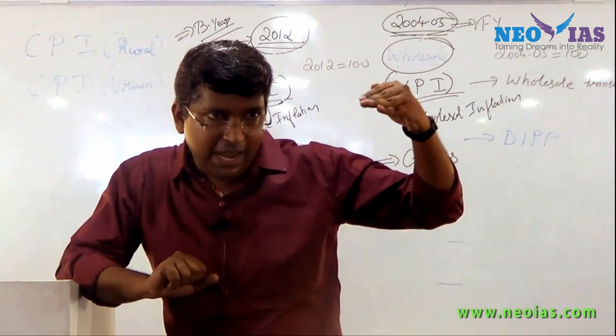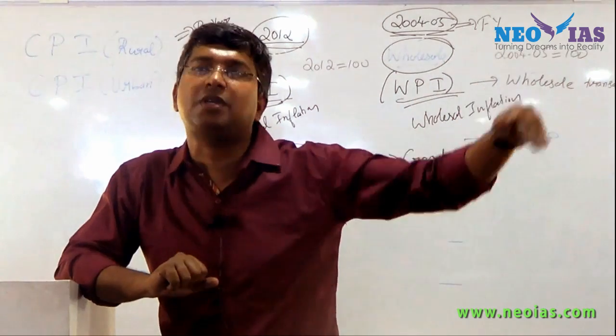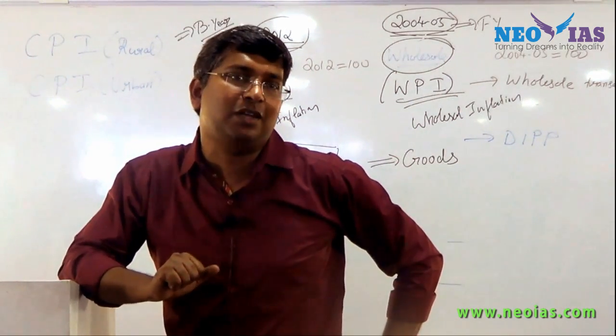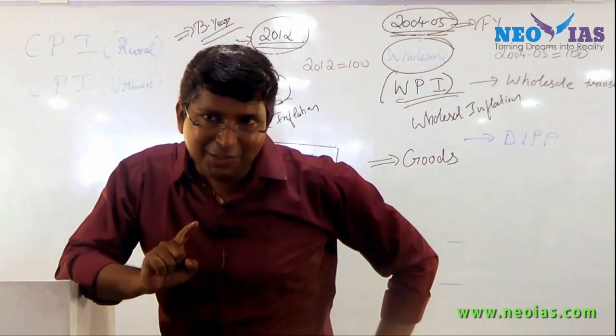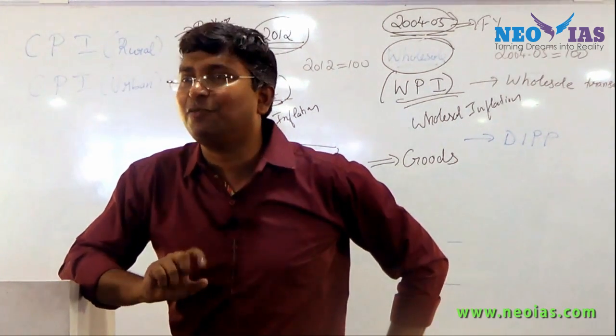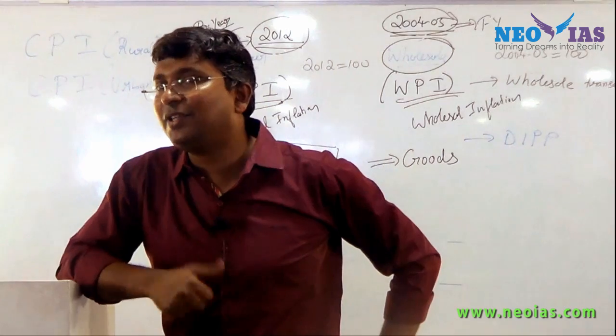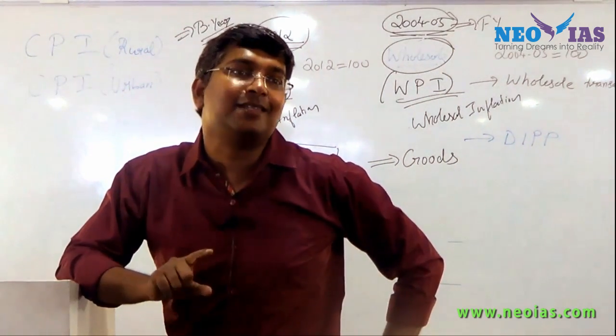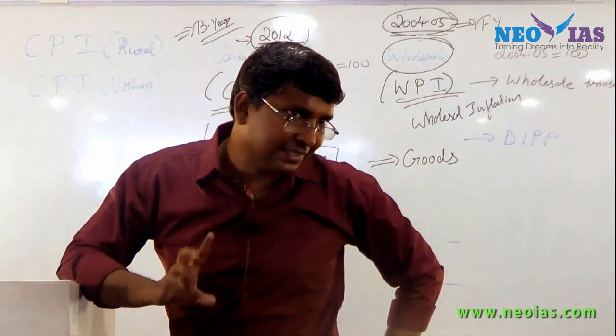Okay, and the RBI has set a target for March 2017. Do you know what that inflation target for March 2017 is? Has anybody read it in the newspaper? What is that? 5%. What is that 5% inflation data? Which data is it, Wholesale Price Index or Consumer Price Index? It is the Consumer Price Index.